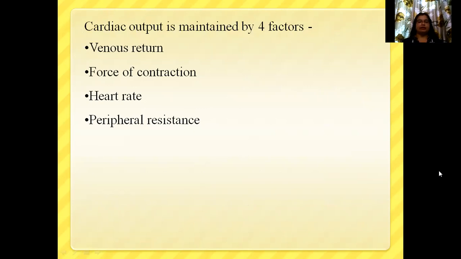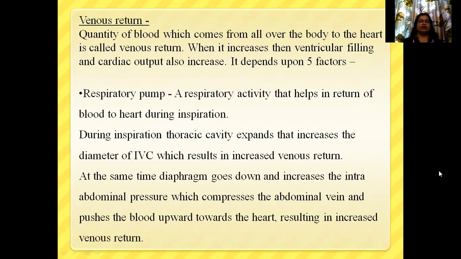Cardiac output is maintained by four factors: venous return, force of contraction, heart rate, and peripheral resistance. Venous return. The quantity of blood which comes from all over the body to the heart is called venous return. When it increases, then ventricular filling and cardiac output also increase. It depends upon five factors.